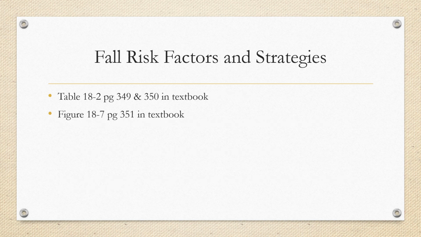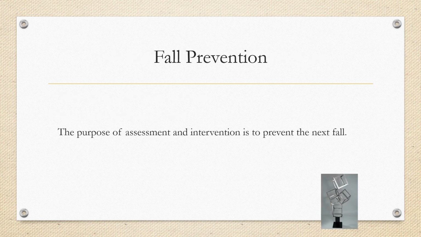Your textbook provides a few other factors and strategies that you can look at, and feel free to just look over those. You won't be tested over those, but good to know for future reference. And really at the end of the day, with fall prevention, the idea of what we do in assessing and intervening for the patient is just to prevent the next fall. We can't always stop them from happening initially, but our goal is to decrease any of those risk factors that we talked about earlier to prevent any future falls.